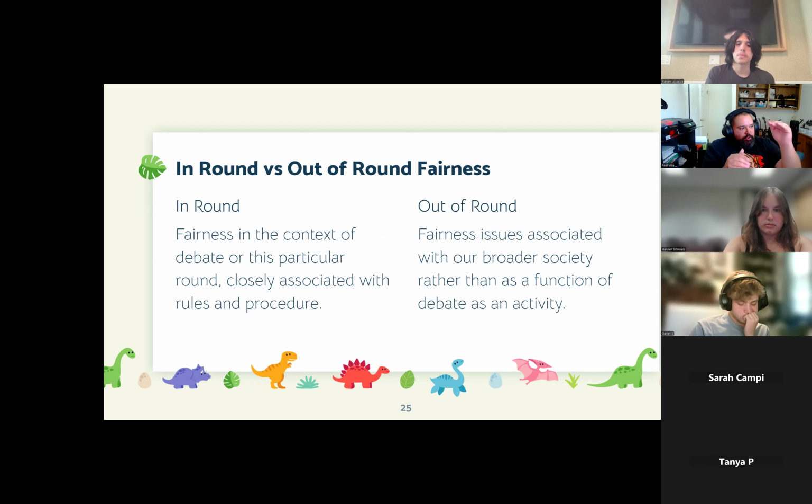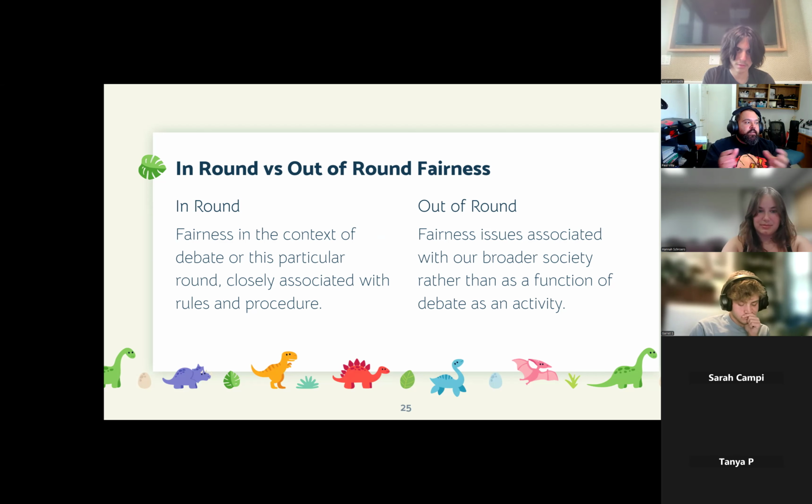In-round versus out-of-round fairness. This should have been moved up one slide. My bad. In-round fairness is obviously fairness in the context of this particular debate. It is closely associated with rules and procedures of debate, right? So there's something about debate as an activity, in the rules of that debate, that guarantees certain amounts of fairness, right? So in some formats, we have equal speaking times, right?